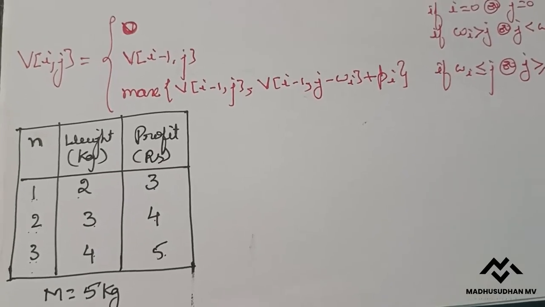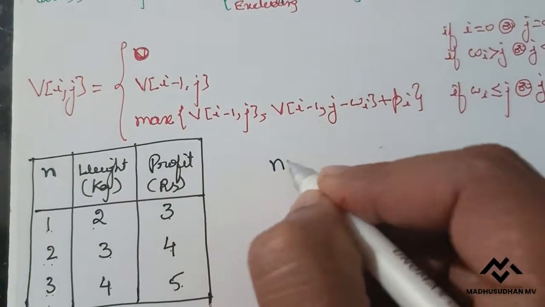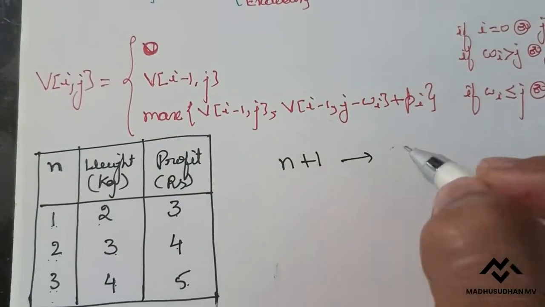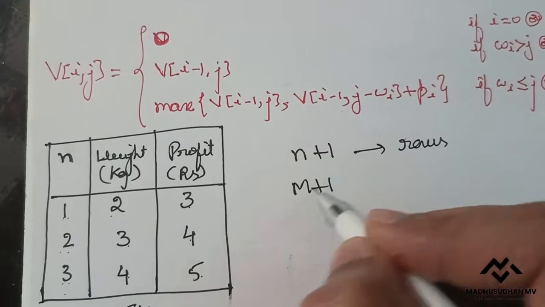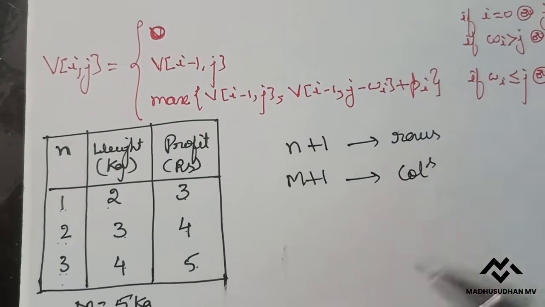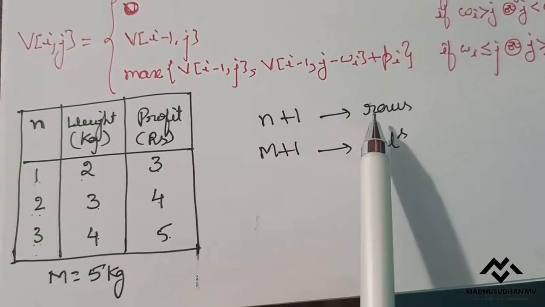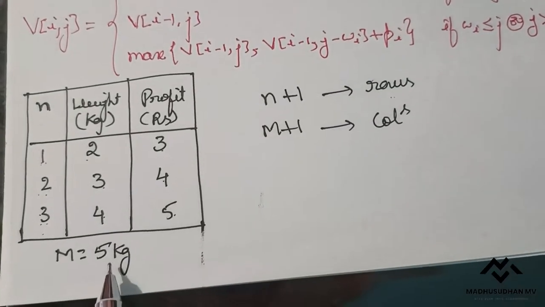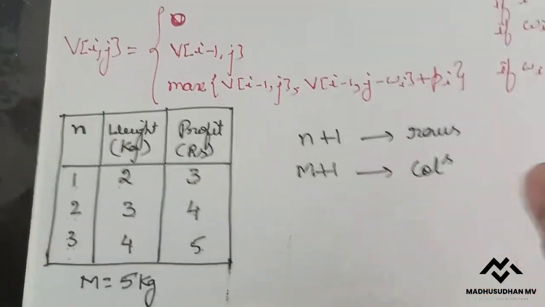Now, table means how many rows and how many columns? In general, we should take n plus 1 rows, where n is the number of items, and M plus 1 columns, where M is the maximum knapsack capacity. Any problem, in general, we take n plus 1 rows: how many items are there, plus 1 rows. What is the maximum knapsack capacity? Plus 1 columns. This much we need to take. Okay, so now let us start solving this problem.